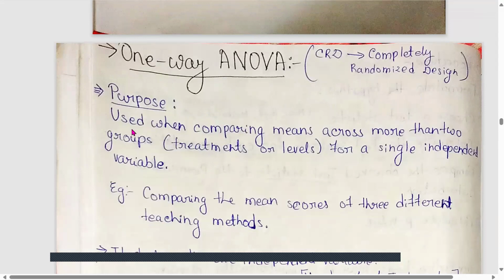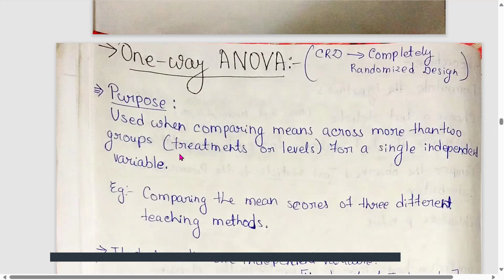Purpose is used when comparing means. You have to underline this, comparing means. Used when comparing means across more than two groups.